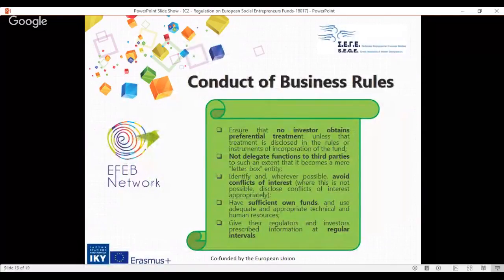They must ensure that no investor obtains preferential treatment unless that treatment is disclosed in the rules or instruments of incorporation of the fund. They must not delegate functions to third parties to such an extent that it becomes a mere letterbox entity. They must identify and, wherever possible, avoid conflicts of interest. Where this is not possible, they must disclose conflicts of interest appropriately to prevent them adversely affecting the fund and investors' interests. They must have sufficient own funds and use adequate and appropriate technical and human resources as necessary for the proper management of the funds they manage, and give their regulators and investors prescribed information at regular intervals.